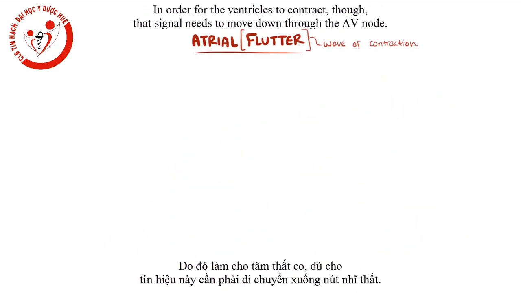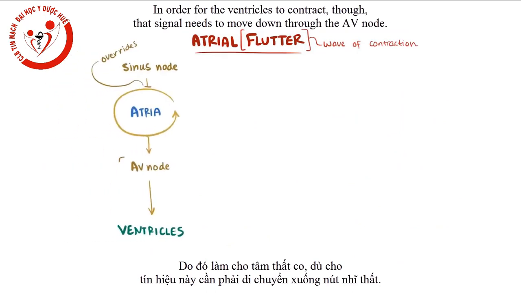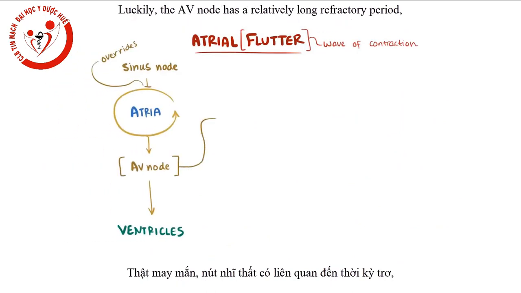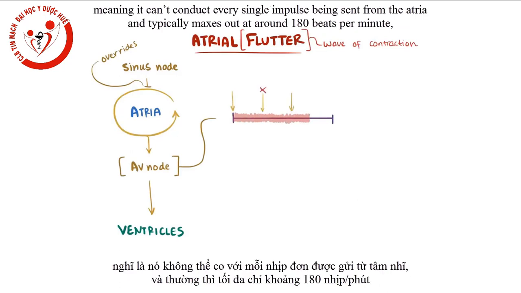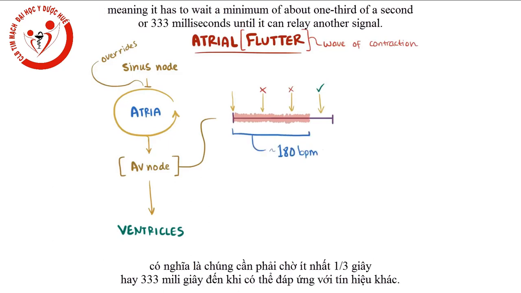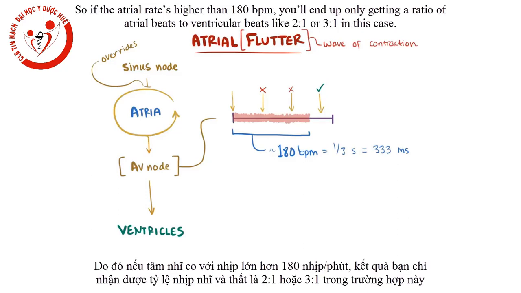In order for the ventricles to contract though, that signal needs to move down through the AV node. Luckily, the AV node has a relatively long refractory period, meaning it can't conduct every single impulse being sent from the atria, and typically maxes out around 180 beats per minute, meaning it has to wait a minimum of about 1/3 of a second, or 333 milliseconds, until it can relay another signal. So if the atrial rate's higher than 180 beats per minute, you'll end up only getting a ratio of atrial beats to ventricular beats, like 2:1 or 3:1 in this case.